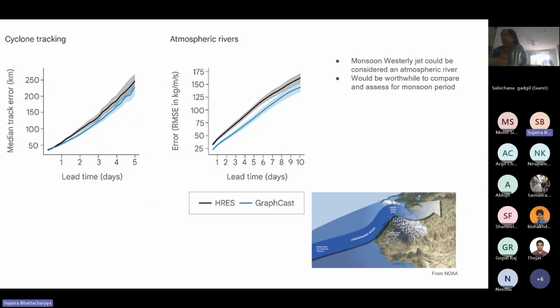These are, let's say, atmospheric rivers, which for us in India would be nothing but your westerly jet. That is, you have a strong flow of wind which carries a lot of moisture. I think they have looked at, in a global sense, atmospheric rivers and cyclone tracking. GraphCast is doing better with less error as compared to ECMWF, and even for atmospheric rivers, it is doing as well as the European model.